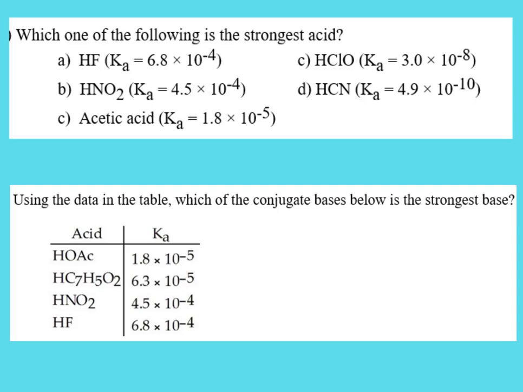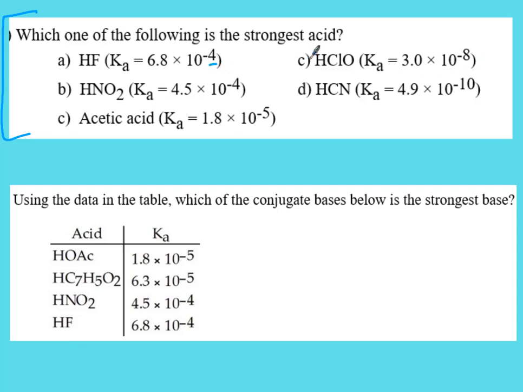You can tell the strength of a weak acid by its Ka value. The larger the Ka value, the stronger the acid. So go ahead and solve this one based on that statement there. We're just looking for the strongest acid, which means the biggest Ka value.